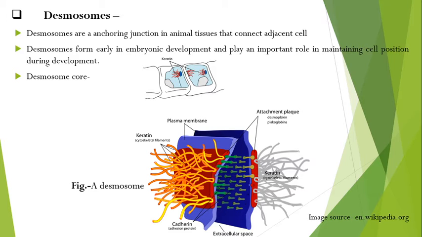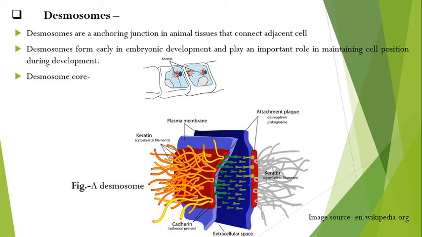A thick plaque is found just beneath the plasma membrane of each of the two adjoining cells. The desmosome core is filled with filaments and granules of proteins called desmocollins and desmogleins. The desmosome core is the extracellular space between the two membranes.